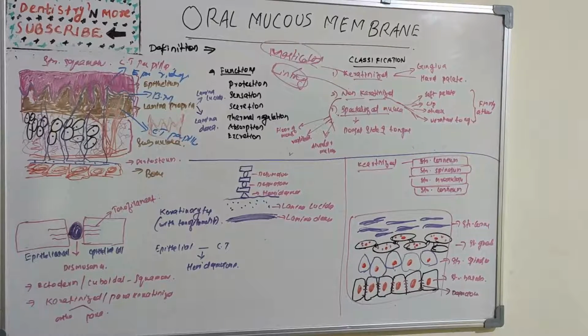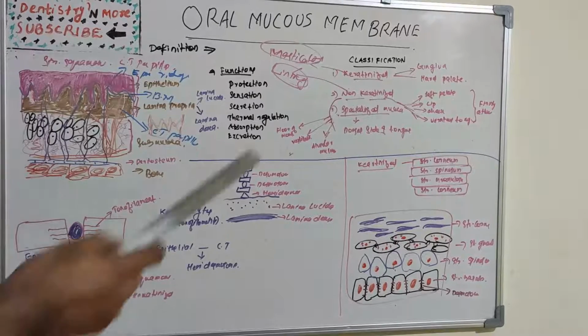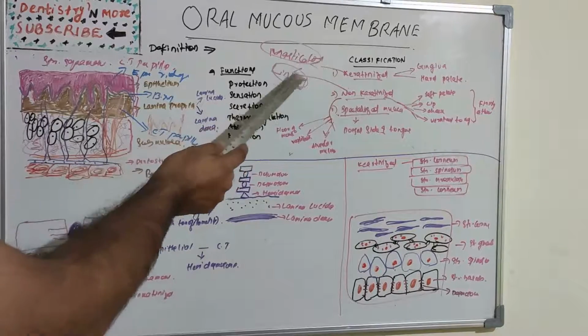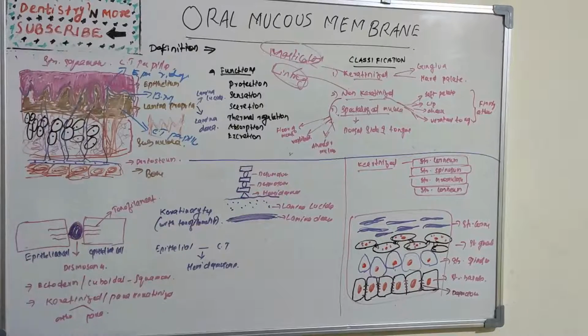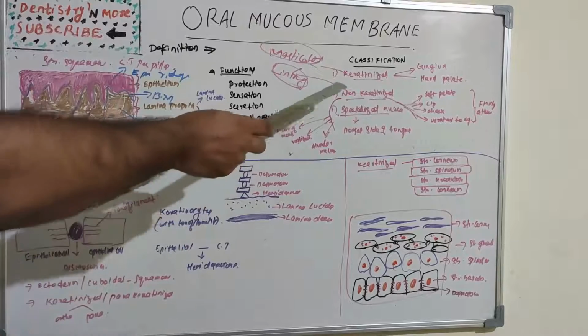This epithelium is derived from embryonic ectoderm, and the cells vary from cuboidal to flat squamous cells. This epithelium may be keratinized or non-keratinized depending upon the functional requirement. We have seen the functions: mastication, lining, and taste sensation. Depending upon this, sometimes it will be keratinized, sometimes not.